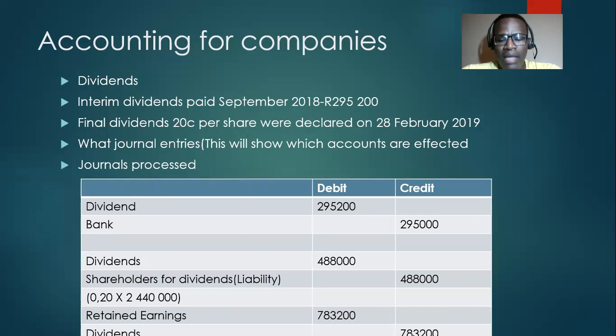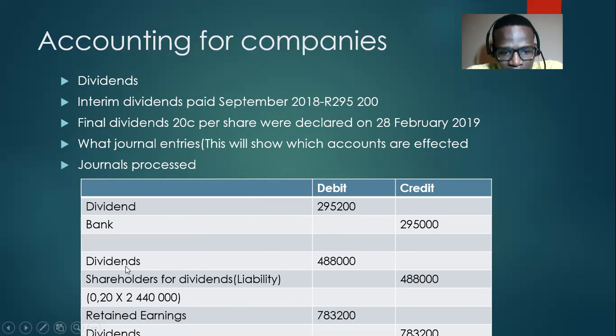Then the second part is going to be the dividends. We are told that interim dividends were paid in September 2018 of 295,200, right? Then the final dividends per share were declared on 28 February 2019. The journal entry that's going to be processed when the interim was being paid is going to be debit dividends 295,200. Remember, cash is going out this time. They paid cash of 295,200, then it's credit bank, right?